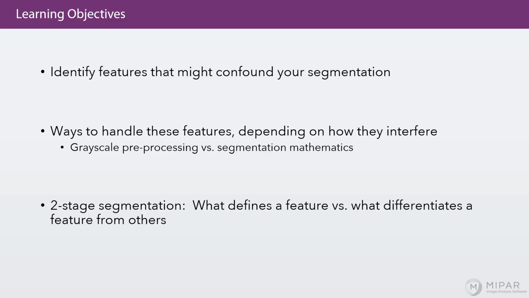And then when we get to the segmentation, particularly in the image of seeds, we'll discuss a concept of two-stage segmentation, where you have one set of criteria that defines what a feature is, where are the boundaries of this feature, and then another set of criteria that differentiates that feature from others. So how can we select seeds but not select labels, or vice versa, depending on what we're trying to do?